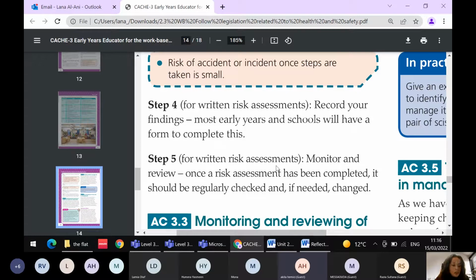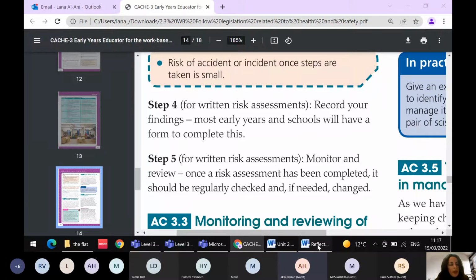And the last one, we need to monitor and review, as we said. So after writing the risk assessment, in a few days' time or a month or a few months, we need to check how many accidents have happened. Even though I'm doing the risk assessment, if there are so many risks involved and so many accidents have happened, then maybe your risk assessment is not good enough. You need to change it. You need to add extra steps.